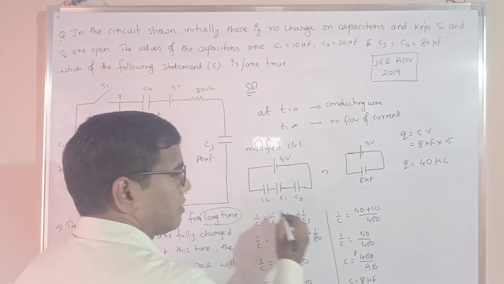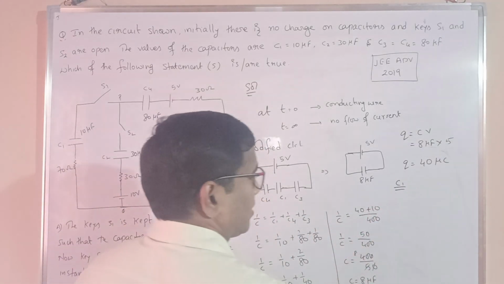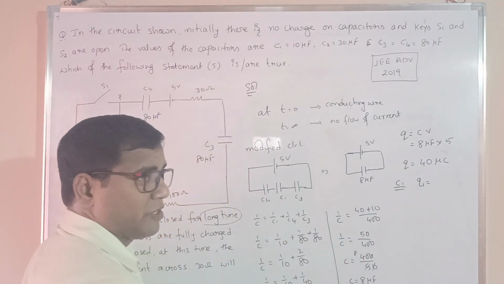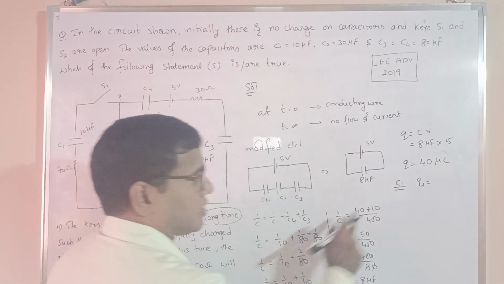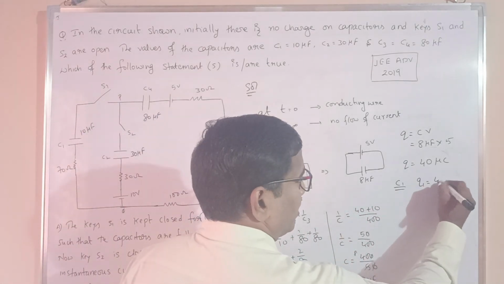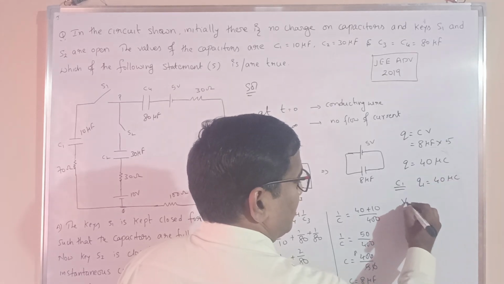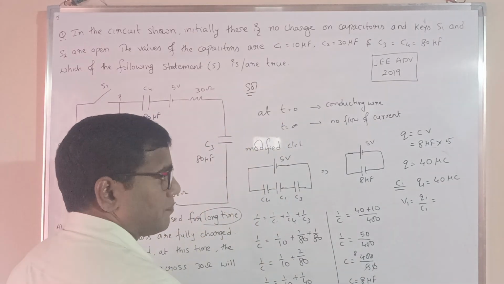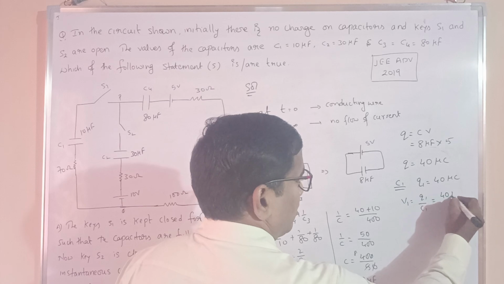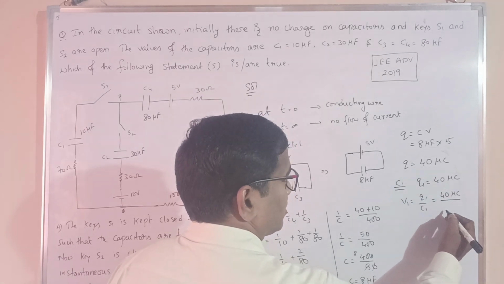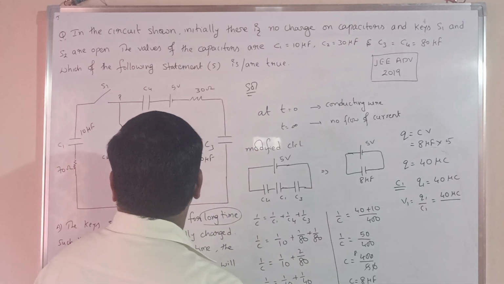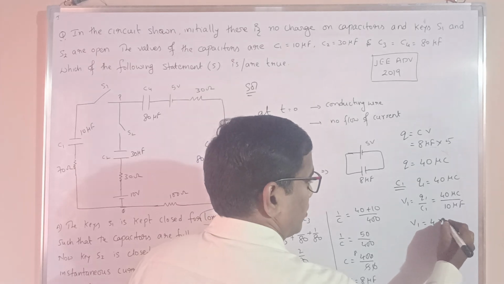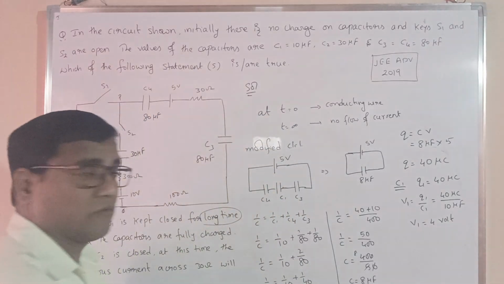So in C1, for example, Q1 can be written as, in series charge remains the same. We know already, in series charge remains the same. For C1, Q1 is equal to 40 mu C. And V1 can be written as Q1 by C1, where Q1 is 40 microcoulomb and C1 is 10 microfarad. So V1 can be written as 4 volt.